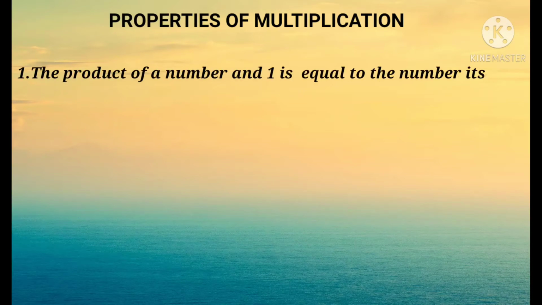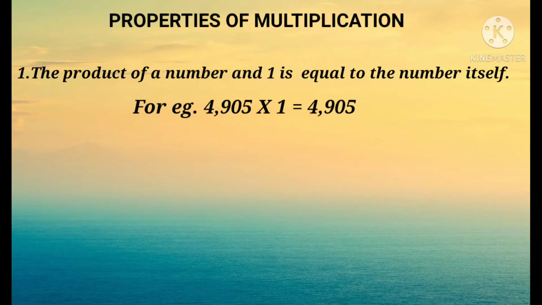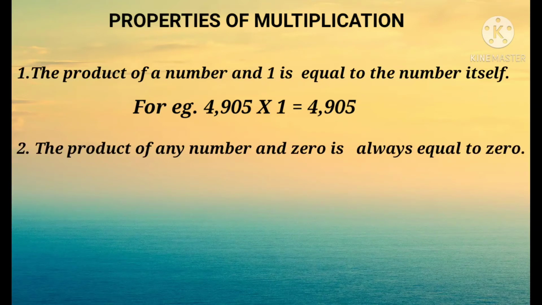The first property is the product of a number and 1 is equal to the number itself. For example, when we multiply 4905 by 1, we get the product 4905, which is equal to the number itself. Second property is the product of any number and 0 is always equal to 0. For example, when we multiply 9056 by 0, we get 0 as the product.